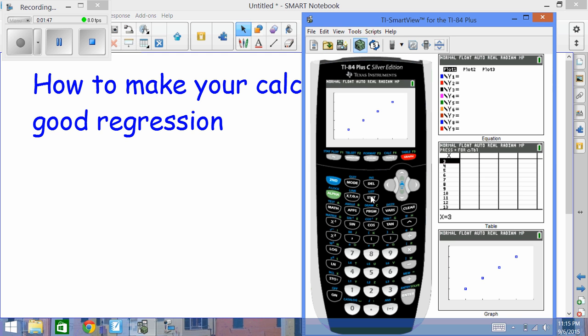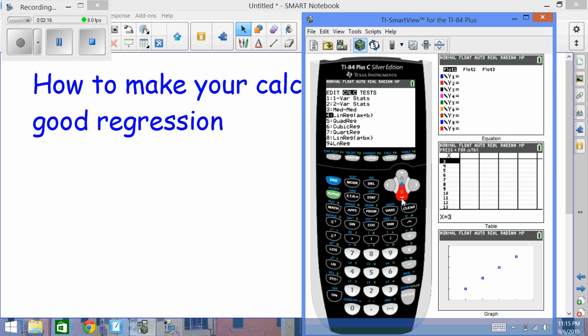We're going to go back to the stat button. Stat button's kind of our friend here. We're going to press stat, and instead of going to edit, we're going to go to calc. And let's just wander down this list a little bit. We have 1-Var Stats, 2-Var Stats. If you take statistics, you'll be using those. I honestly don't know what Med-Med means.